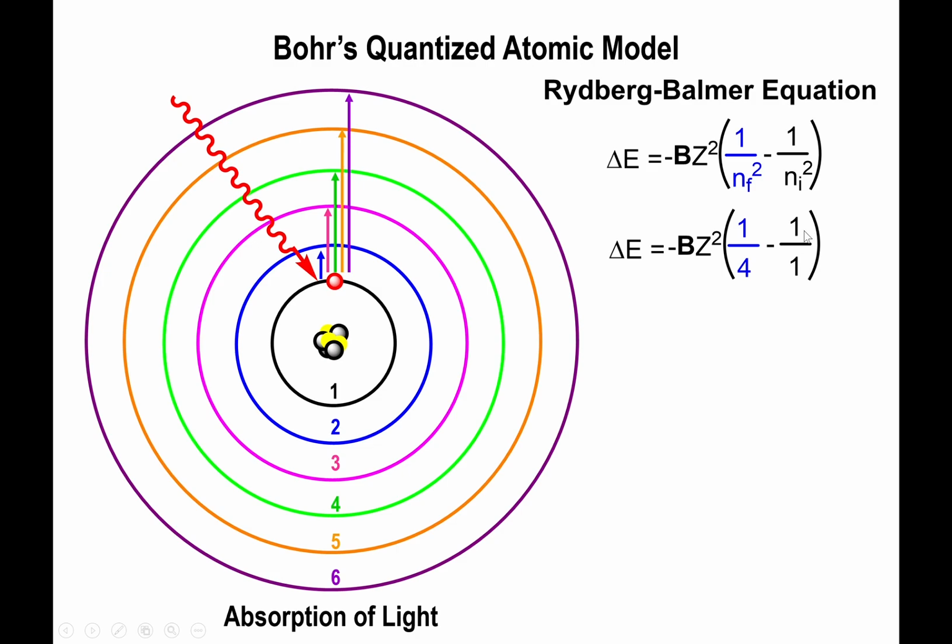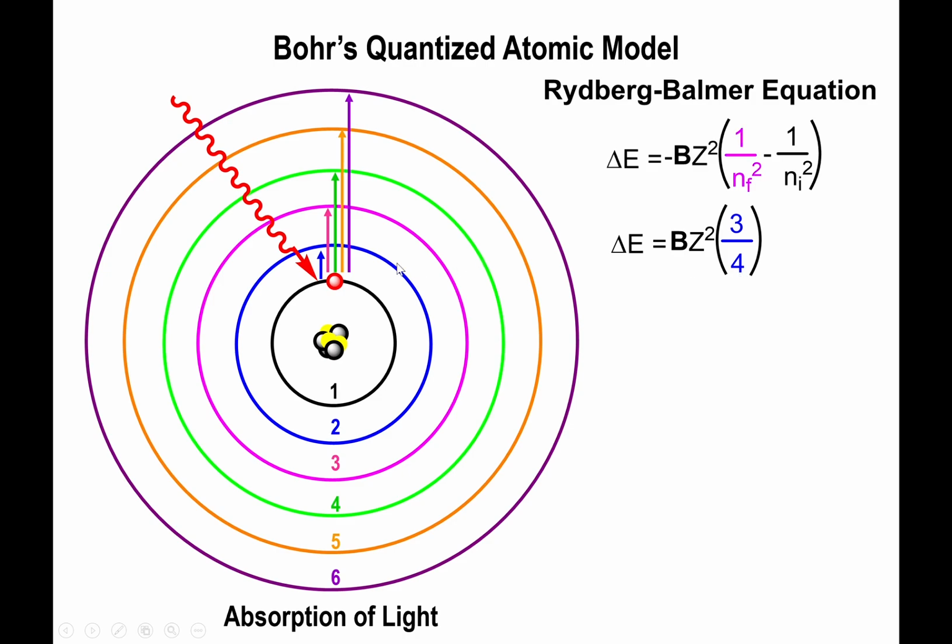So 1 over 4 minus 1 over 1 is the same thing as 1 over 4 minus 4 over 4, or in other words, negative 3 over 4. Now that negative gets multiplied by the negative outside of the equation, so notice that the whole thing has turned positive. And what we now have is Vc squared multiplied by 3/4.